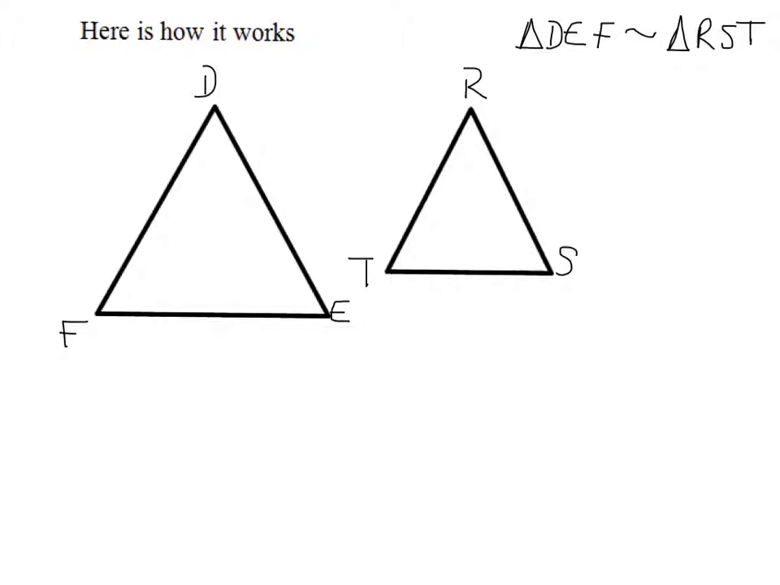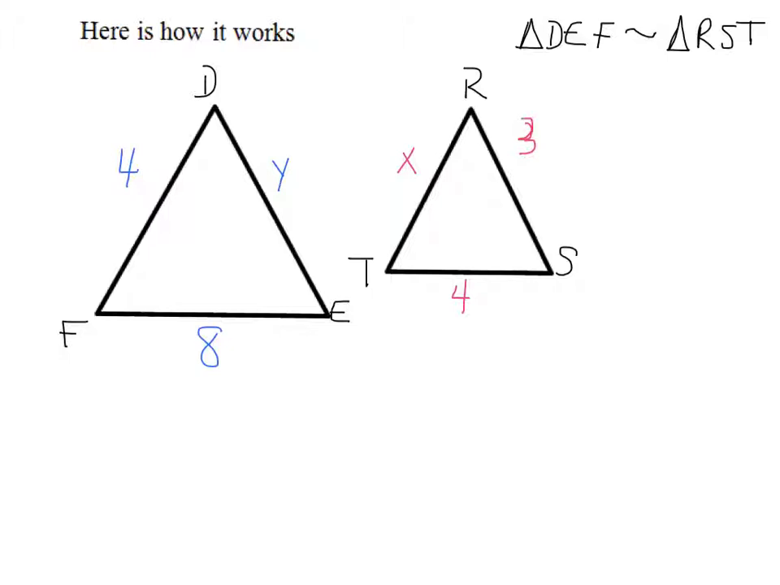Here's an example of how we can work with similar figures. I see that triangle DEF is similar to triangle RST. That means side DE corresponds to side RS, and you can go through and name all the corresponding sides and angles. With similar figures, you're either going to be asked to find a missing side or missing angles. We'll first look at missing sides.